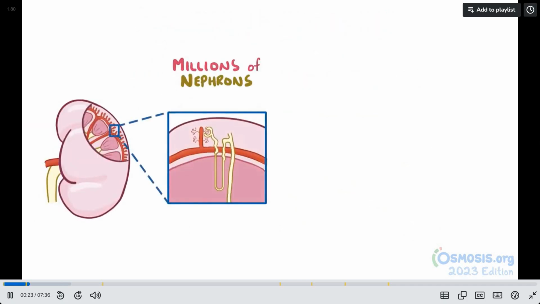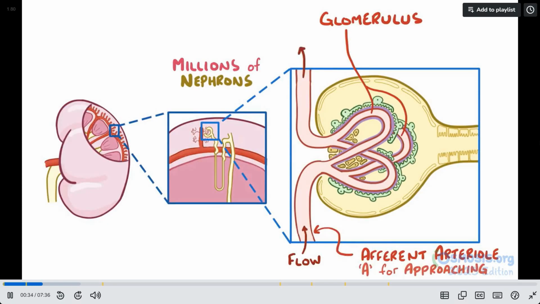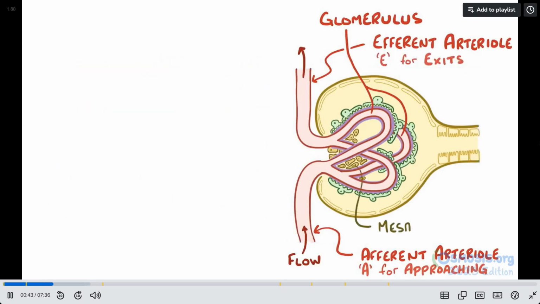Each kidney has millions of nephrons, each of which is served by a tiny capillary bed called the glomerulus. The tiny arteriole that approaches the glomerulus is called the afferent arteriole, A for approaching, and the arteriole that exits the glomerulus is called the efferent arteriole, E for exits. The glomeruli are a tiny cluster of capillaries that are physically supported by mesangial cells.